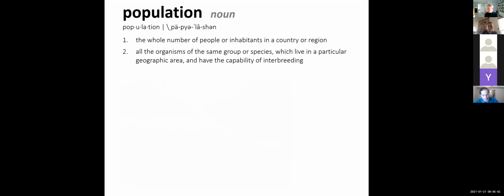Next is population. Generally speaking, the population is the whole number of people or inhabitants in a country or region. Again, that's kind of the dictionary definition. When we apply that idea to biology, it's all of the organisms of the same group or species which live in a particular geographical area and have the capability of interbreeding. So that generally means same species in most cases. If you have honeybees and you have raccoons, those are not a population because honeybees and raccoons cannot interbreed with each other. If they could, we'd have some really terrifying animals on the planet. So the honeybees are one population, the raccoons are a separate population.